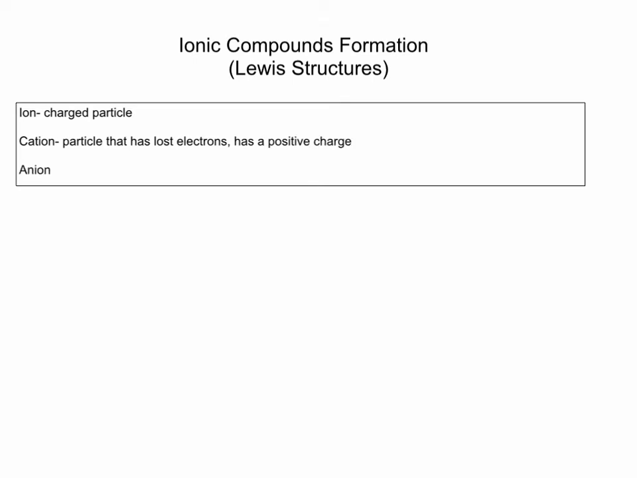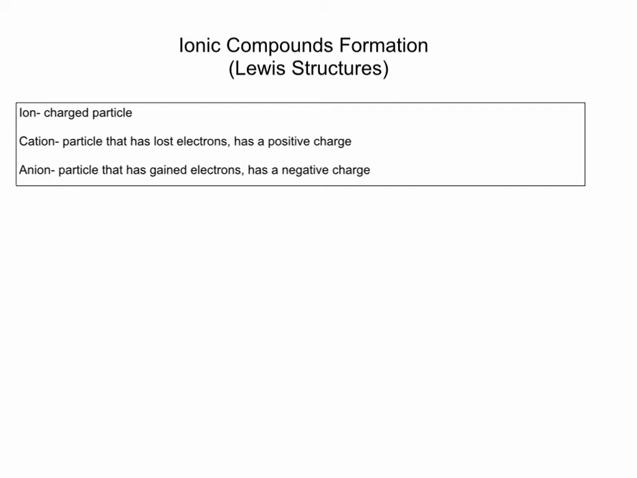An anion is a particle that has gained electrons and has a negative charge. And as we saw before, cations tend to be metals because metals lose electrons very easily, and anions tend to be nonmetals because they tend to gain electrons. The way that I remember which one is which is that the T in cation kind of looks like a positive or plus sign, so cations are positive, and anions therefore must be negative.